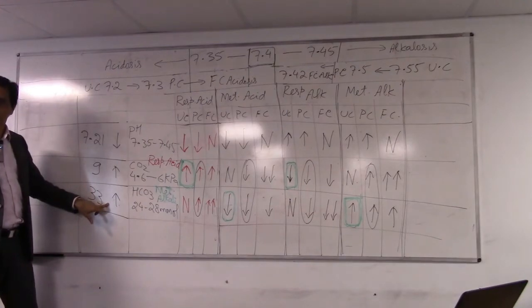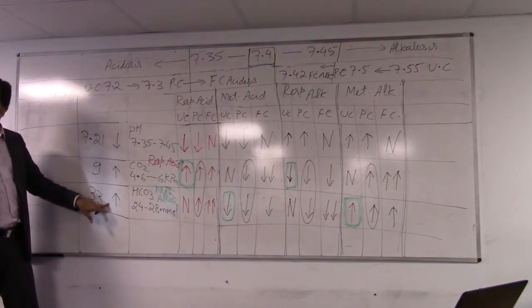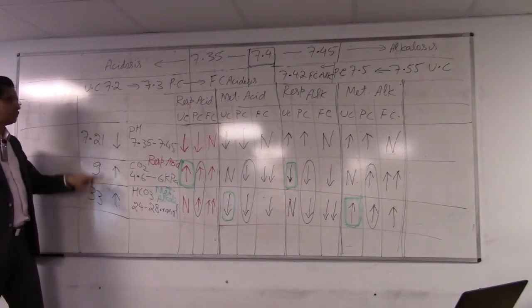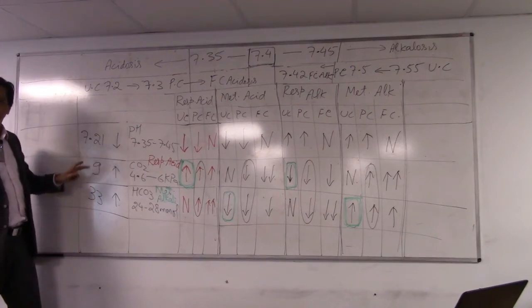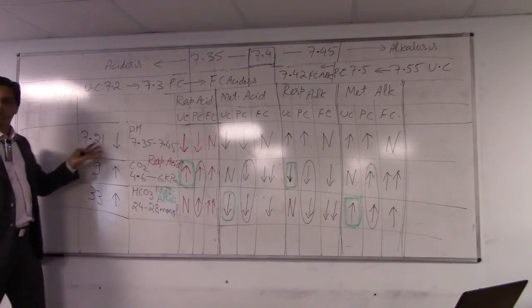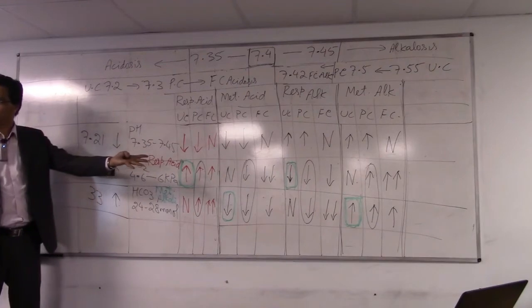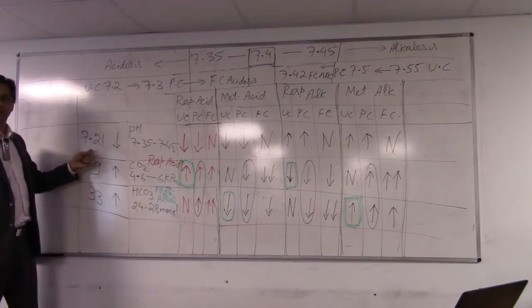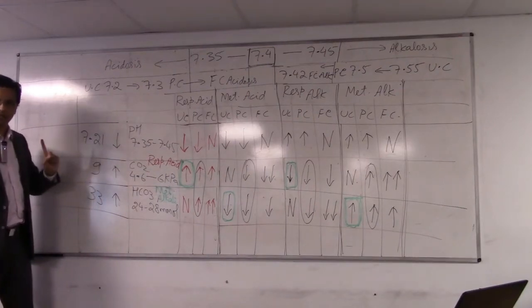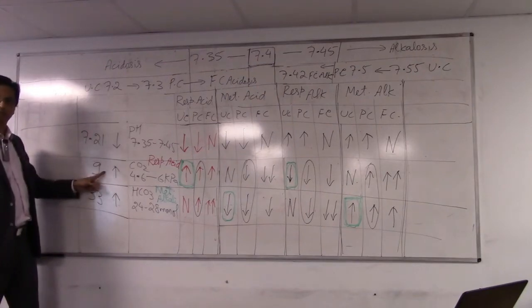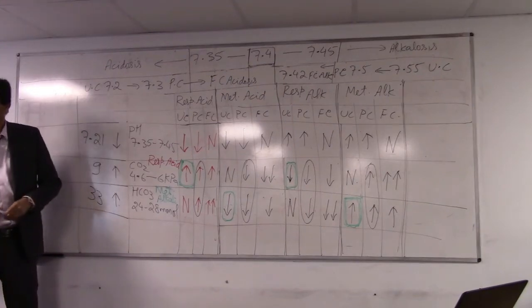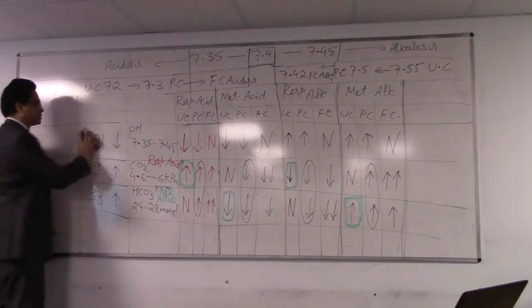Bicarbonate has increased, so has any compensation happened? Yes. Is it fully compensated? No. Why do you say that? Because pH has not reached the normal range. So that means this is partially compensated respiratory acidosis. Are you following me? Yes.